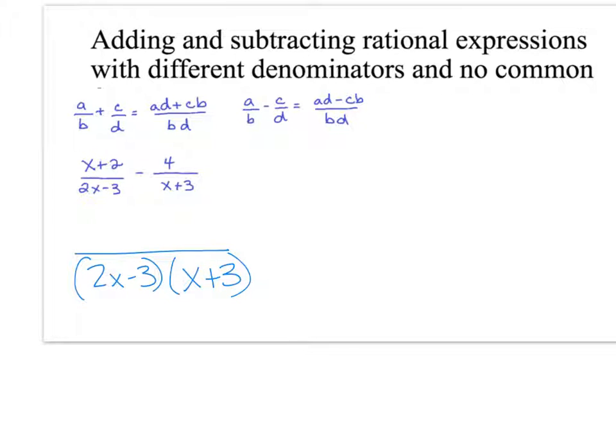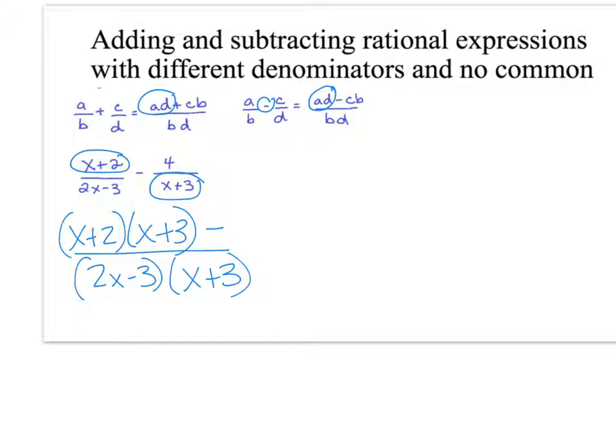And then we're going to take, in this case, x plus 2, and we're going to multiply it by x plus 3. That's the AD in this part, or I guess I should put the AD over here because we are dealing with the subtraction. So we're going to do x plus 2 times x plus 3, and then we're going to subtract the 4 multiplied by 2x minus 3. And that's going to be our top.